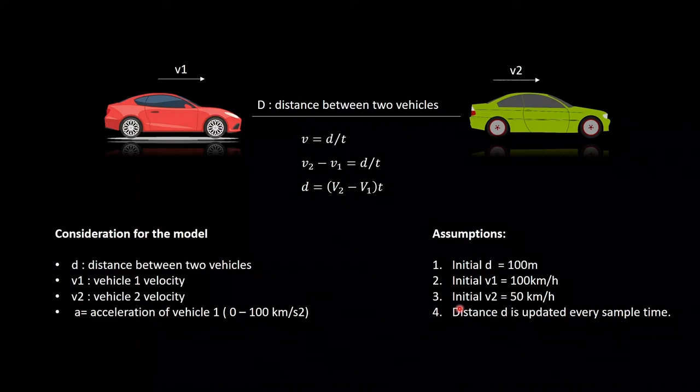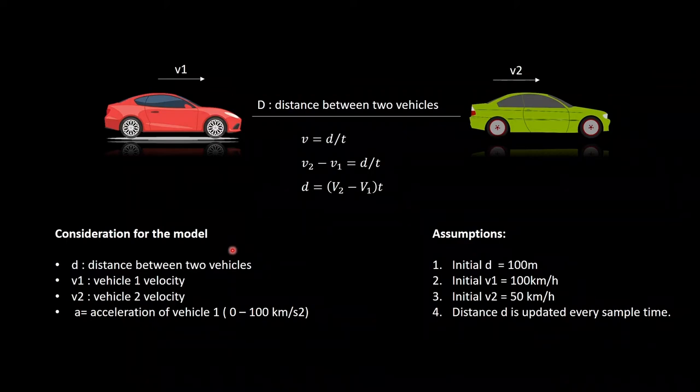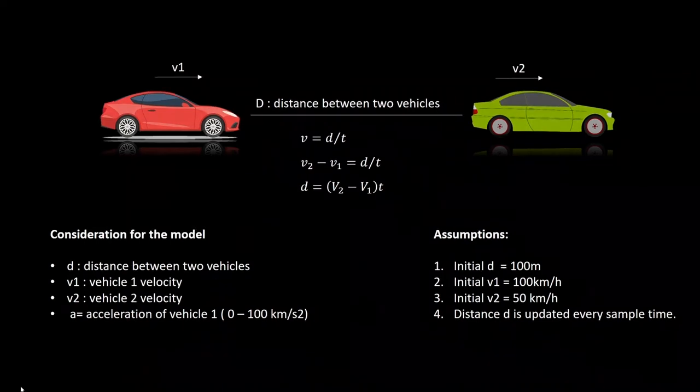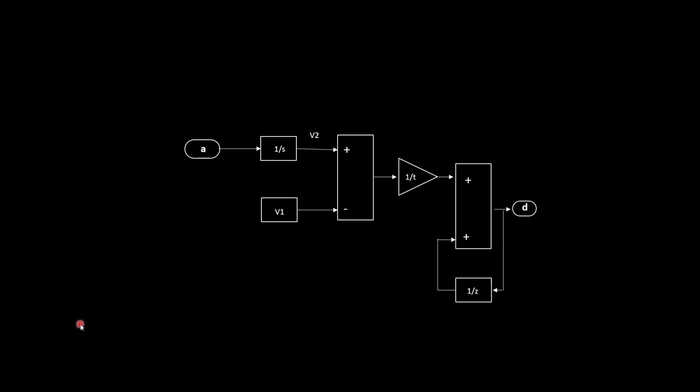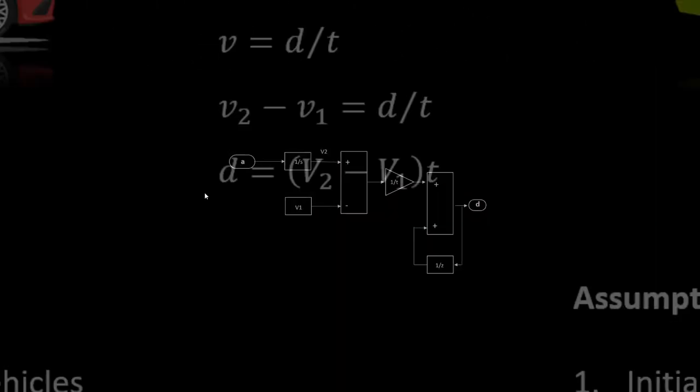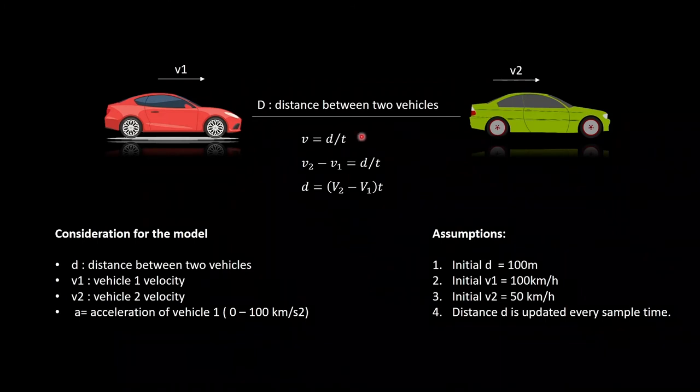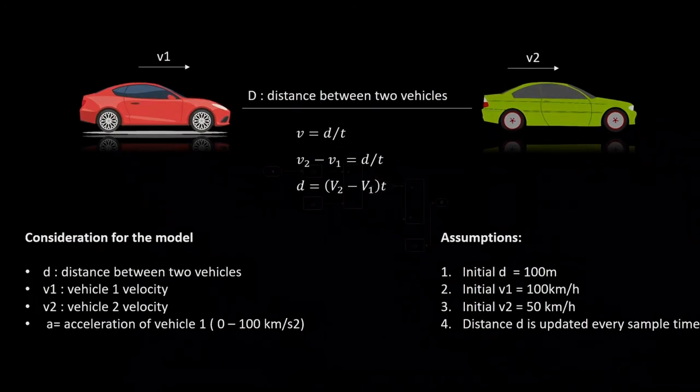Distance D is updated in every sample time, as we are dealing with a discrete system in the computer, because the Stateflow logic will be placed inside a computer which will sample the distance in every sample time and update the measurements over time. So while going through the plant model, we considered the above equation, the one we have mentioned here, and we have built the plant model.